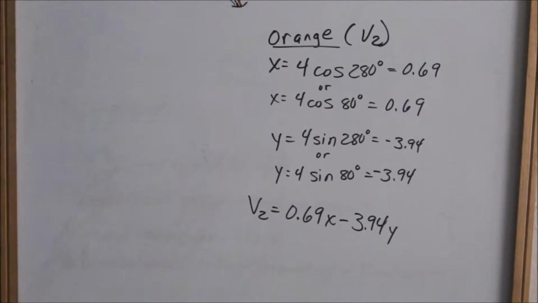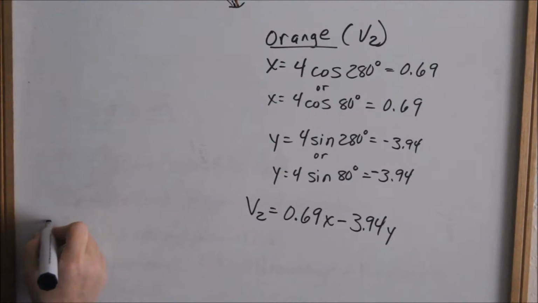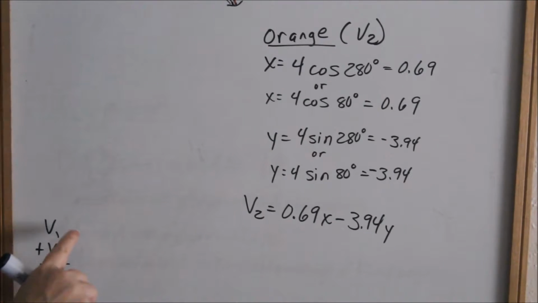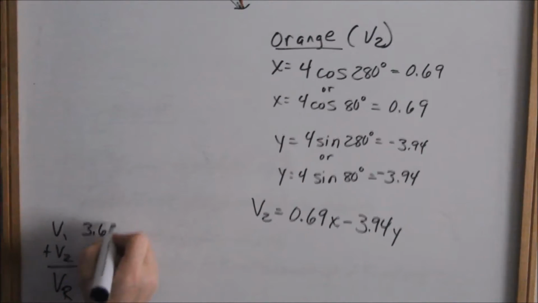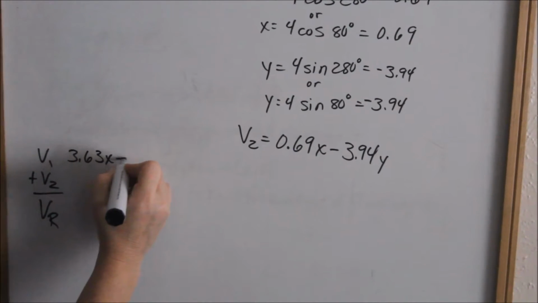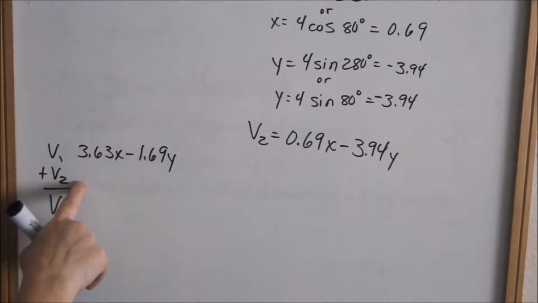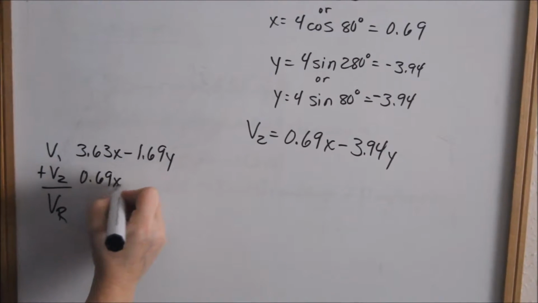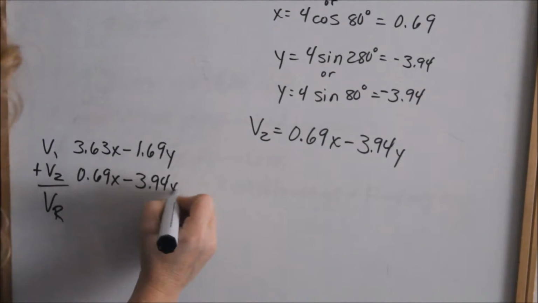Okay? How do we get our resultant vector? We're going to take vector 1 plus vector 2 is equal to the resultant vector. So let's write out vector 1. Vector 1 was 3.63 in the x direction, and then we went down 1.69 in the y direction. Vector 2 was 0.69 in the x direction, a positive, and then a negative y direction.